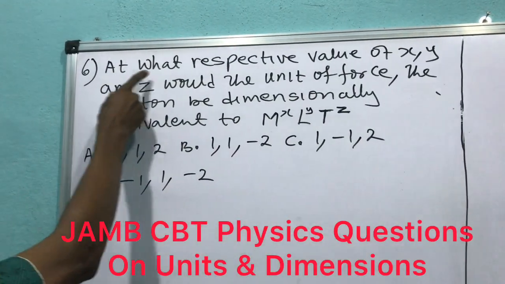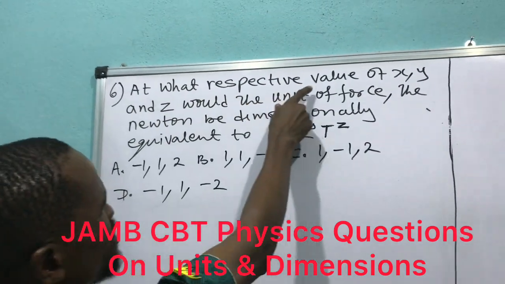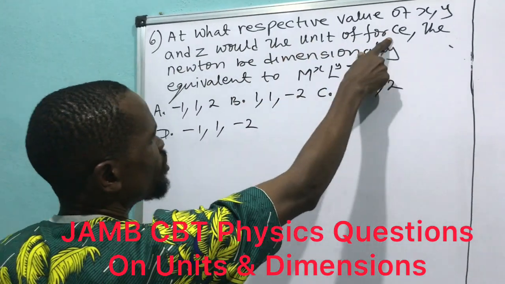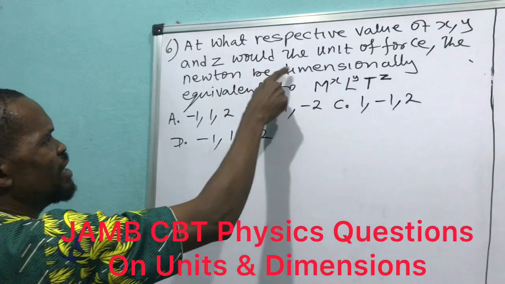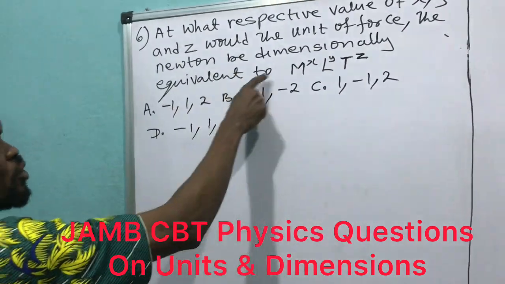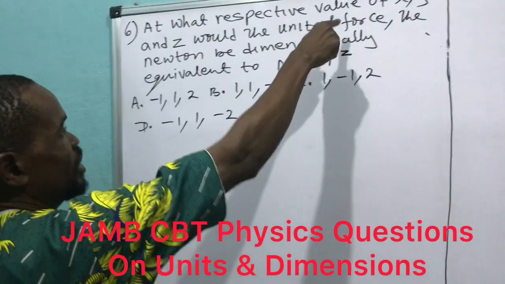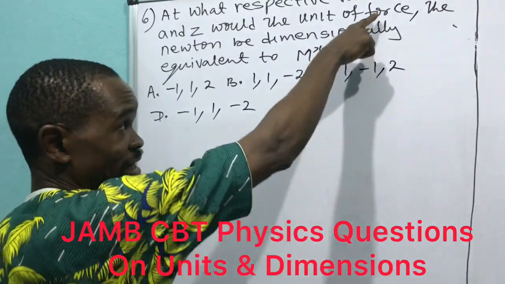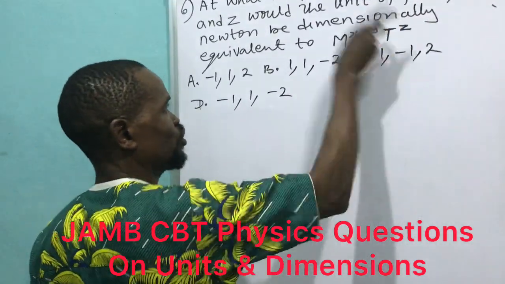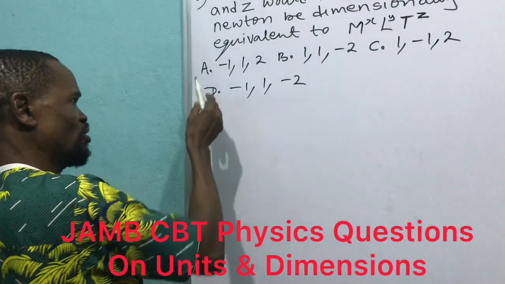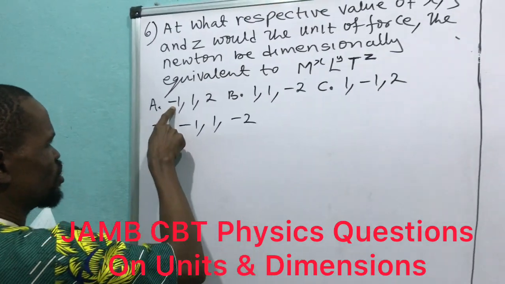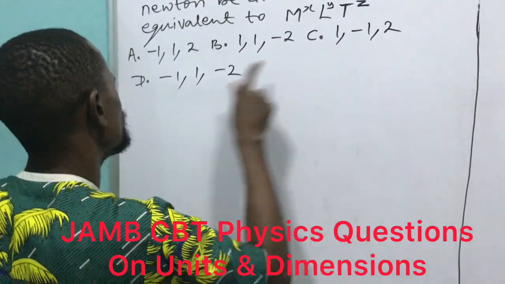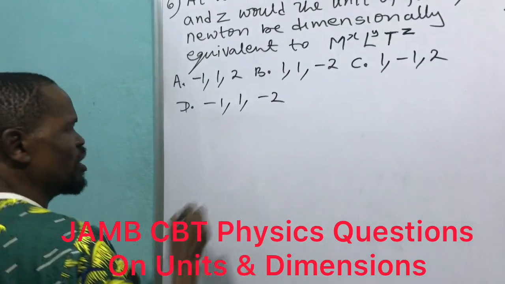Question number 6 says, at what respective values of x, y, and z will the unit of force, the Newton, be dimensionally equivalent to this? That means they ask us to find the dimension of force, and when we get the dimension of force, we should equate it to this. Let's go to the solution and look at the options they give us here. Option A is minus 1, 1, 2; option B is 1, 1, minus 1; option C is 1, minus 1, 2; and option D is minus 1, 1, minus 2.